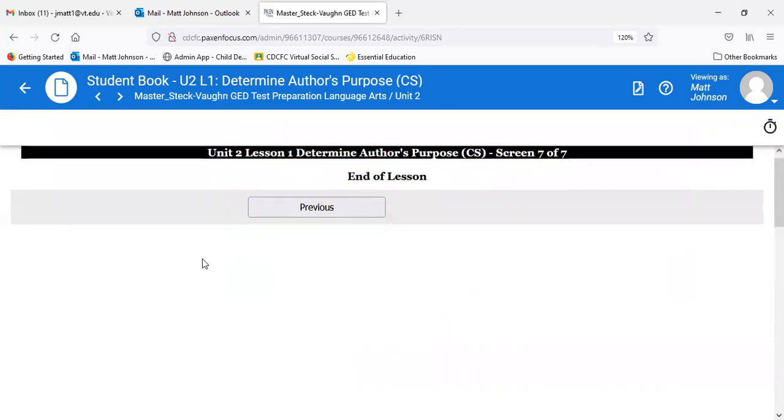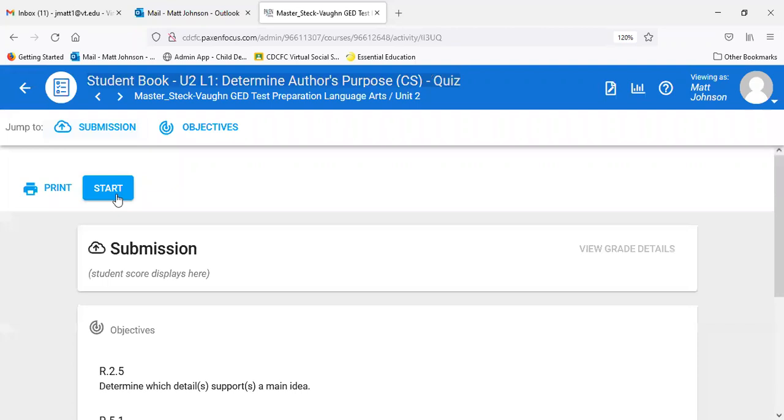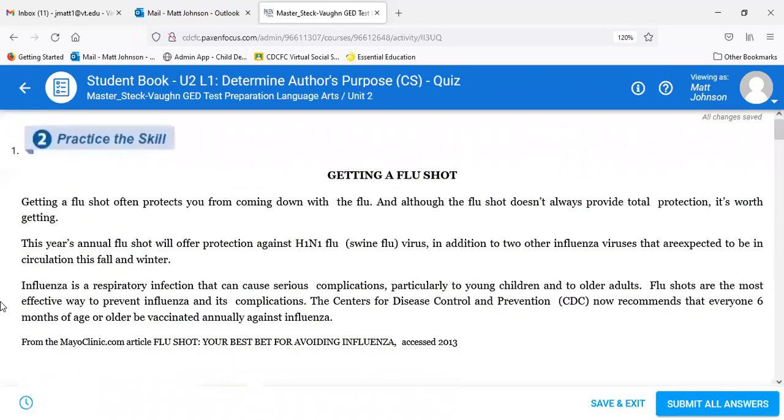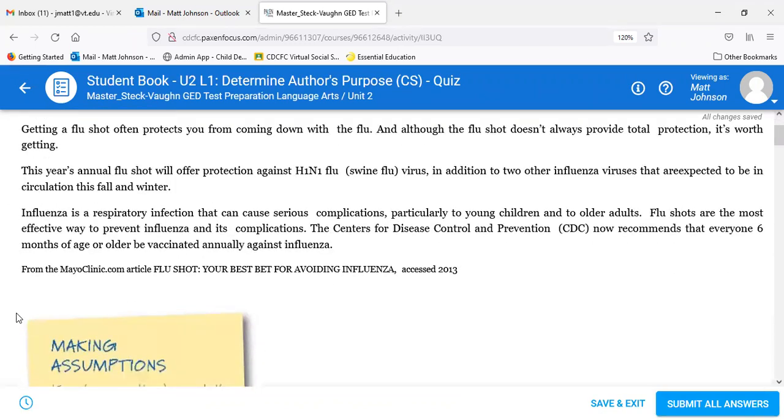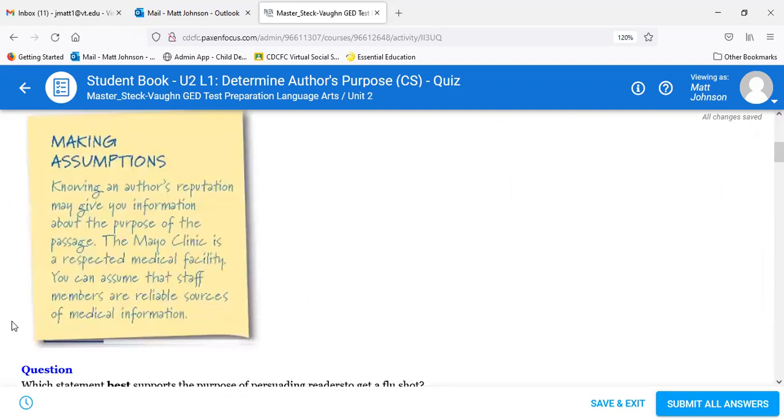Okay, so let's take a look at the quiz. So Unit 2, Lesson 1, getting our flu shot. And it says here in our text box, making assumptions. Knowing an author's reputation may give you information about the purpose of the passage. The Mayo Clinic is a respected medical facility. You can assume that staff members are reliable sources of medical information.